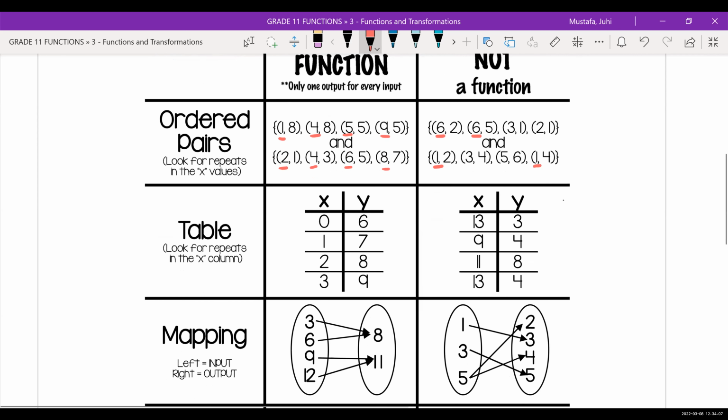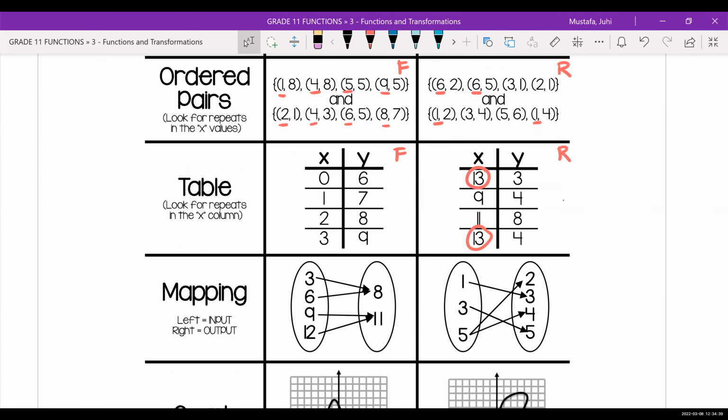For the tables, again, you're looking at only the X column and you're trying to see if something repeats. So for the first column, you have 0, 1, 2, 3, nothing repeats. So this is a function. This one over here is a function. However, here we have a 13 and a 13. So your X values are repeating and it is no longer a function. It is a relation. So we just call this a function and this is a relation.